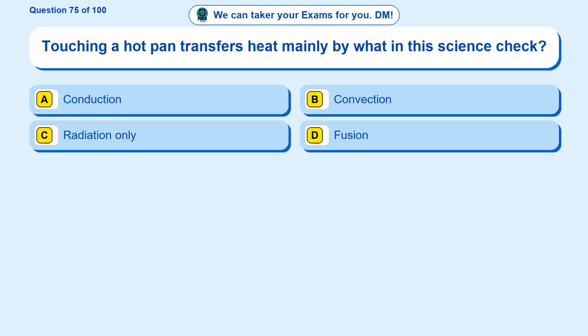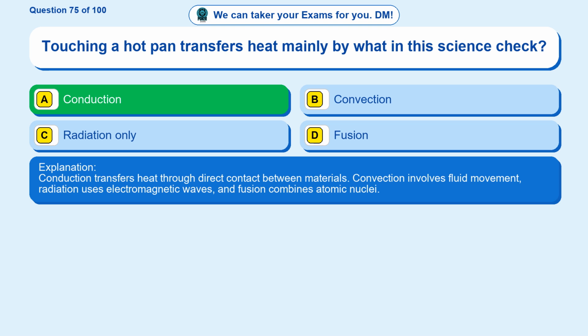Question 75. Touching a hot pan transfers heat mainly by what in the science check? Option A, conduction. Option B, convection. Option C, radiation only. Option D, fusion. The correct answer is option A. Conduction. Conduction transfers heat through direct contact between materials. Convection involves fluid movement, radiation uses electromagnetic waves, and fusion combines atomic nuclei.